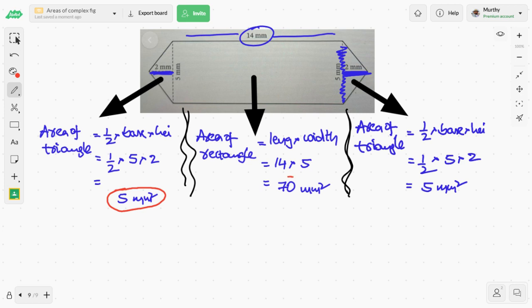Now, to get the total area, I have to add all these three values. So 5 plus 70, 75 and 5. So the total area is 80 square units, or 80 square millimeters. That's it.